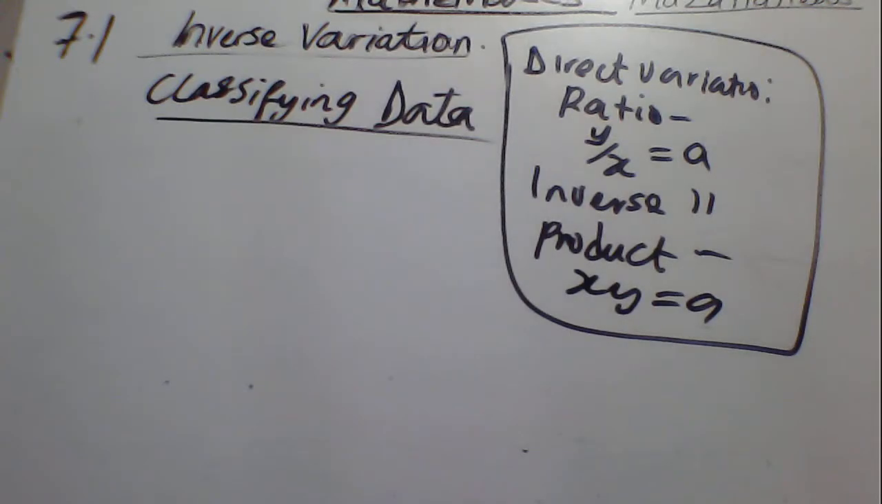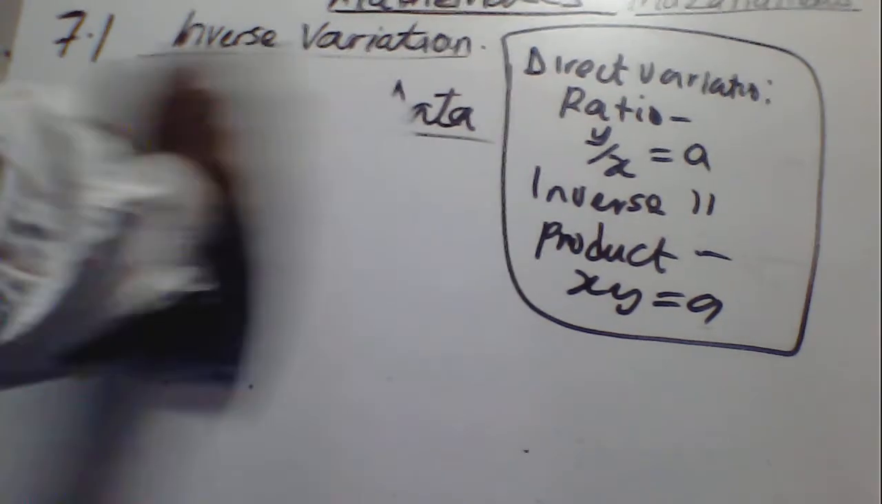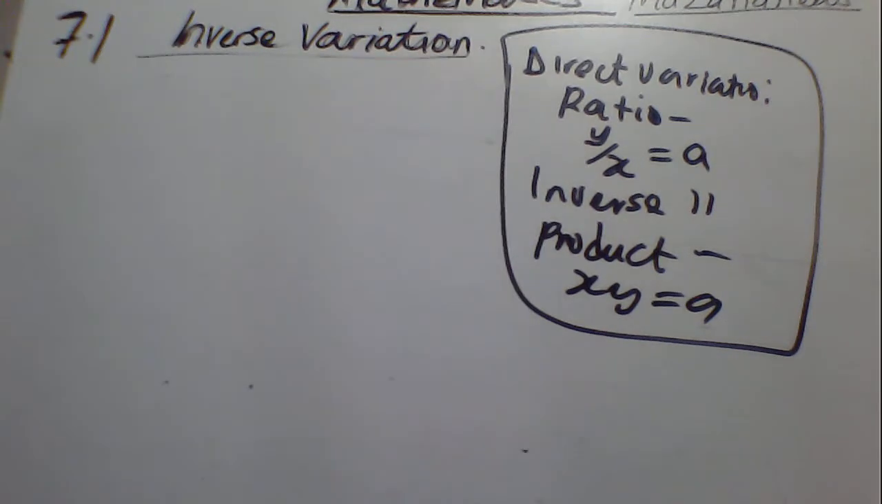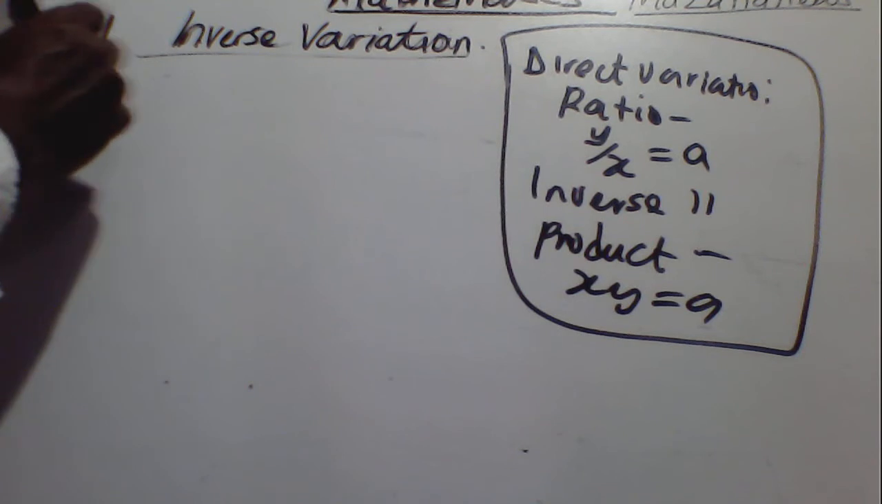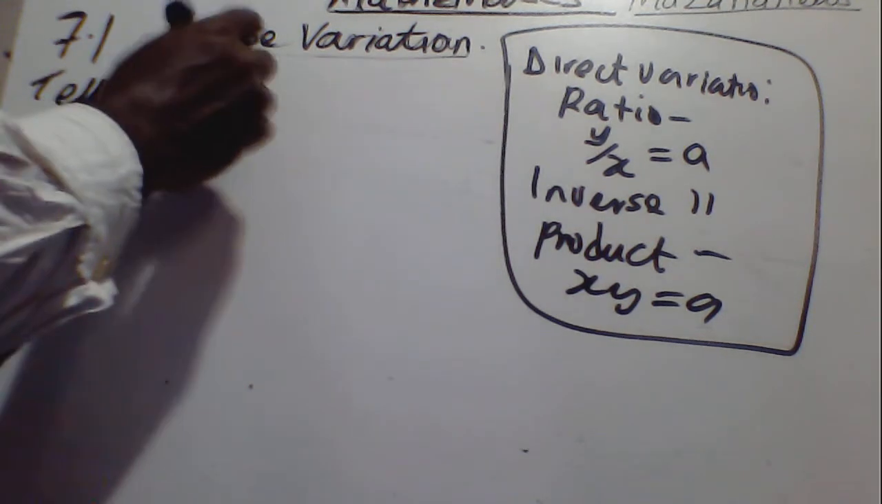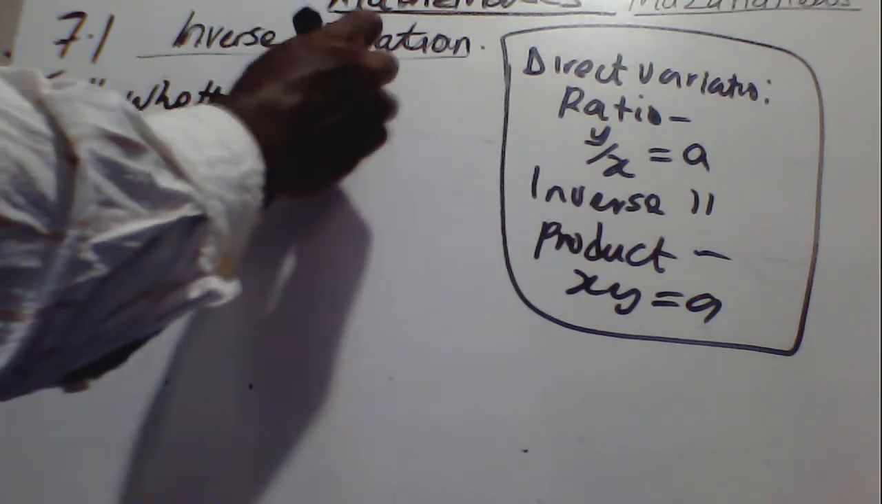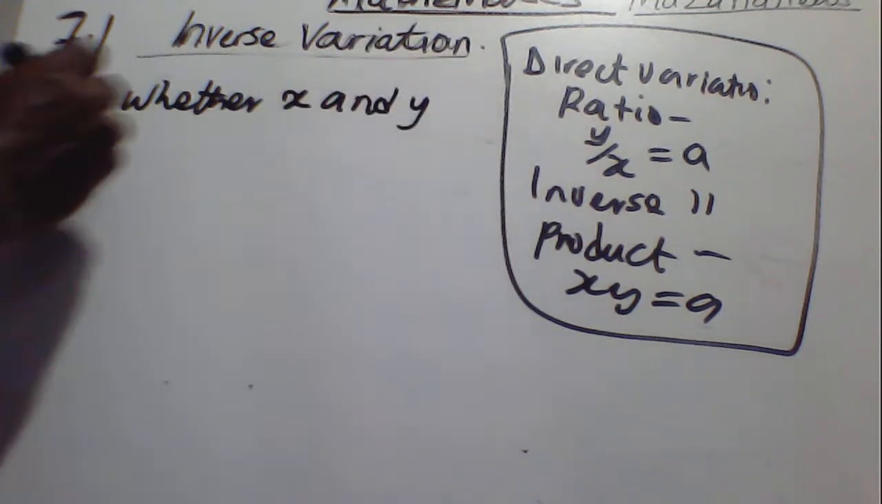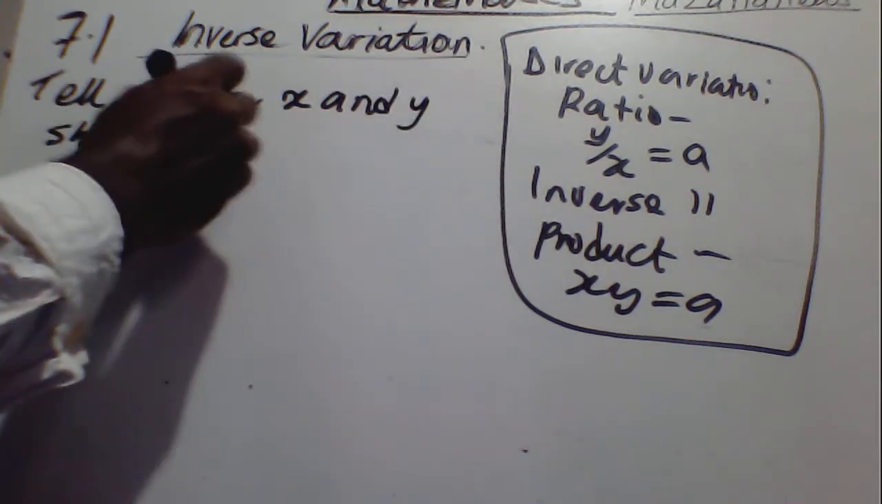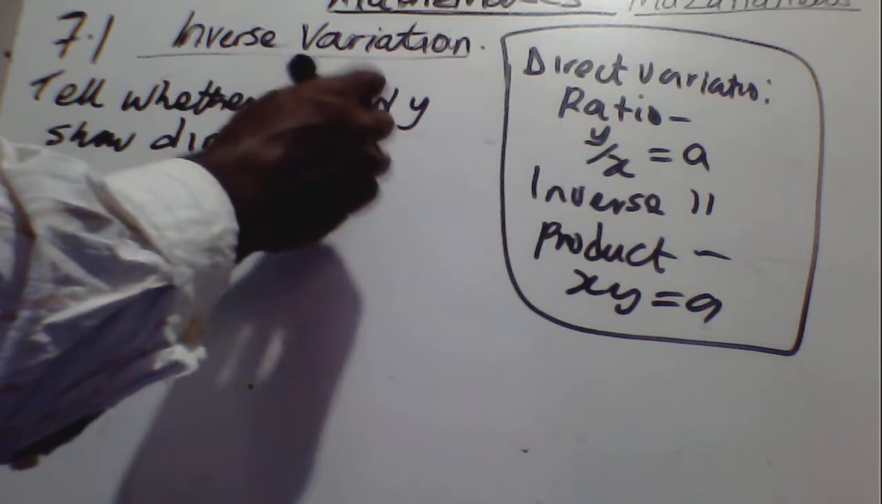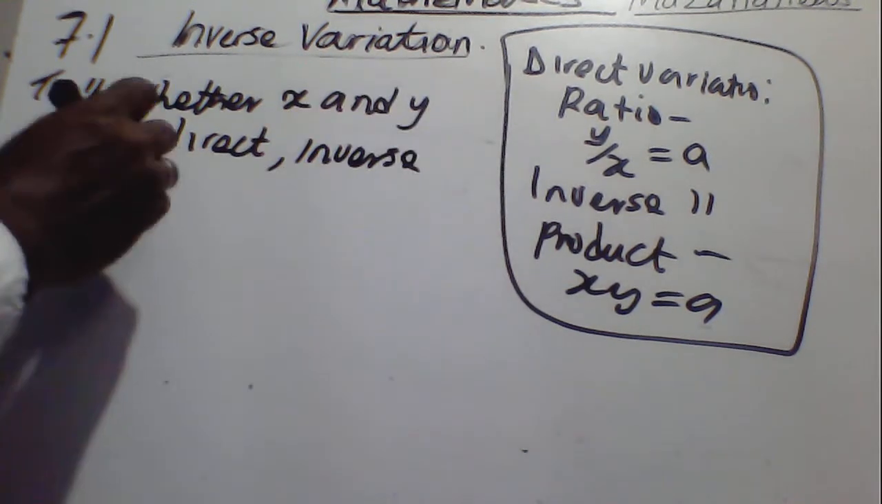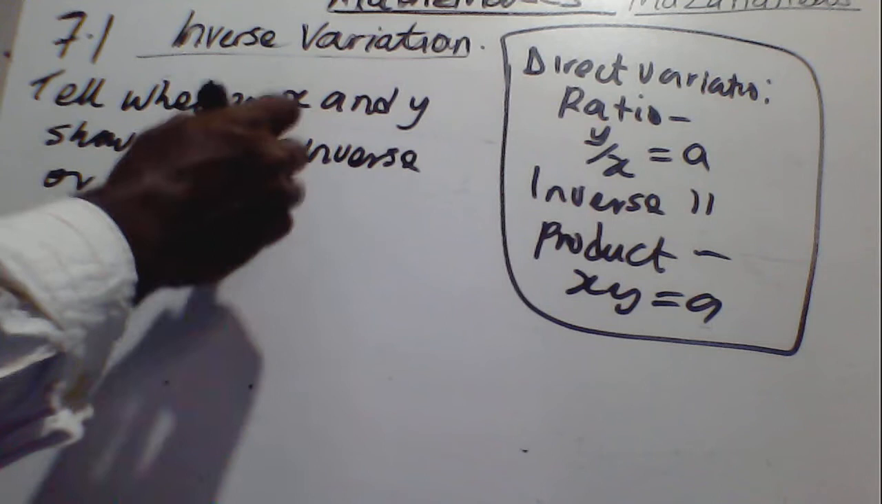So let's do some examples. I don't have enough space on this. Tell whether x and y show direct variation, inverse variation, or neither.